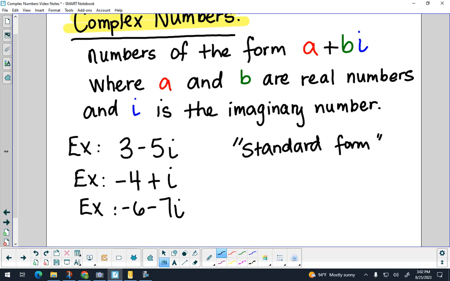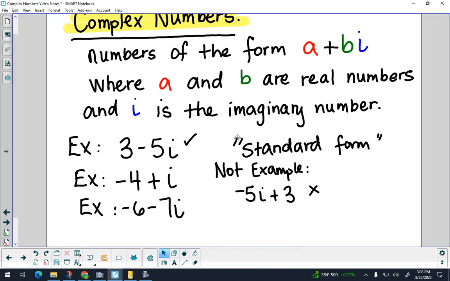And so this version of standard form writes the number first, and the part that has the i attached to it is written second, okay? So for example, 3 minus 5i. It will not be an example if I wrote it like this: negative 5i plus 3. This is wrong, okay? You must write it like this, where the number is written first, the a, and then the number that's in front of the i, which is b, is written second, okay? So go ahead and pause the video so you can write down that vocabulary.